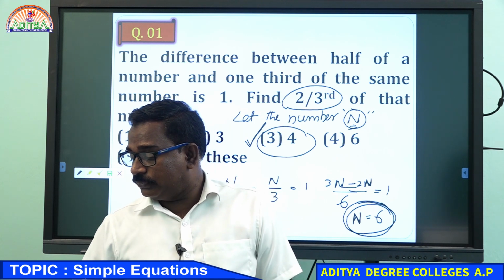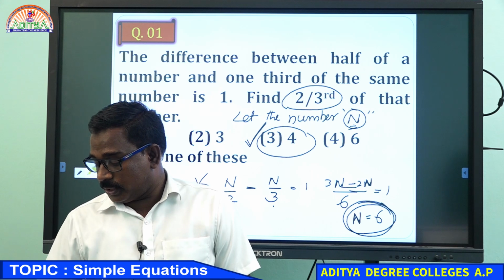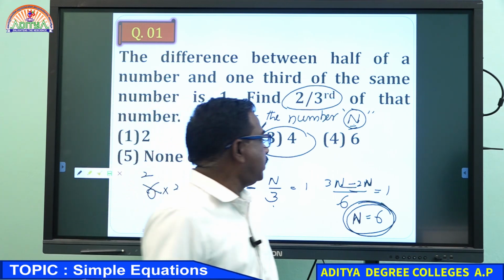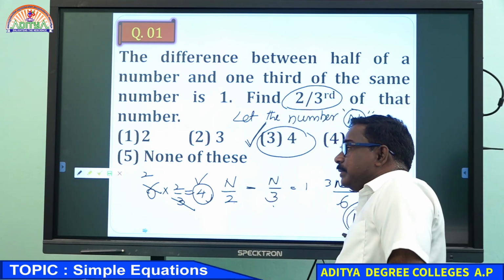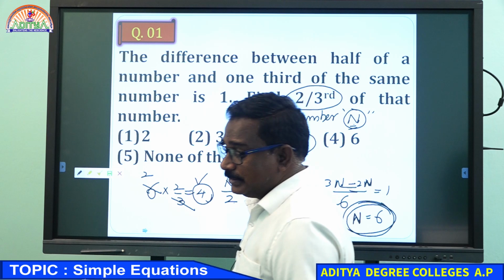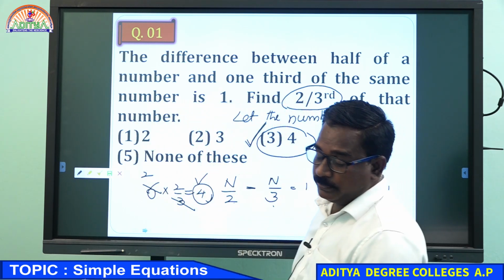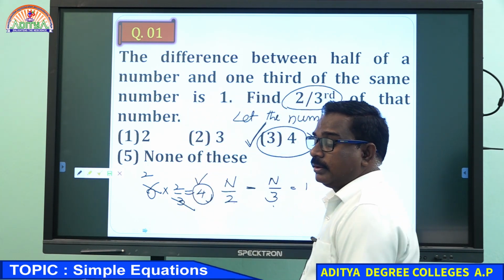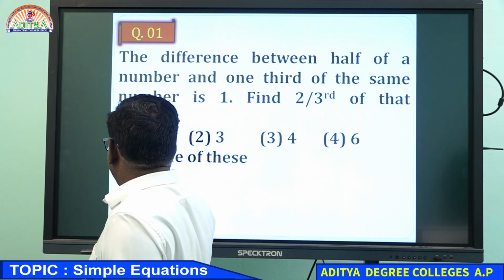Many of you kept 4, but some of you kept 6. Option 3, some of you kept it, very good. Simple equations, you need to solve in a simple manner. Every company will give 2-3 questions from simple equations. We can go for another question.